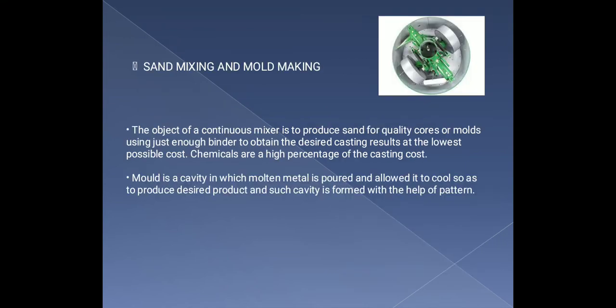Sand mixing and mold making. A mold is a cavity in which molten metal is poured and allowed to cool so as to produce the desired product, and such a cavity is made with the pattern. The mold material consists of silica sand mixed with a suitable bonding agent to produce the mold. A flask, usually a metal frame, is placed over the pattern to produce the cavity representing one half of the casting. Compaction is achieved by squeezing the mold. The other half of the mold is produced, and then the two flasks are put together to form a complete mold.